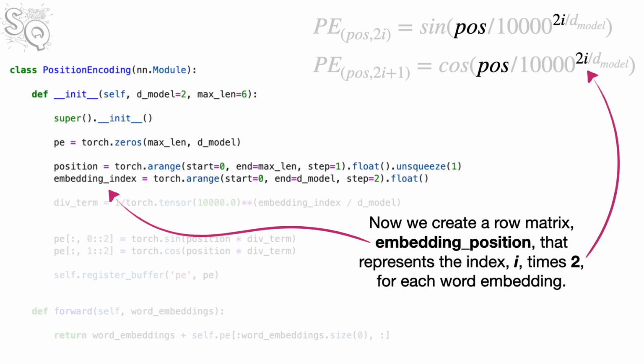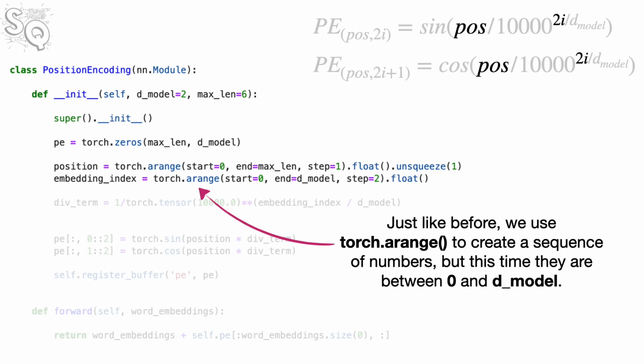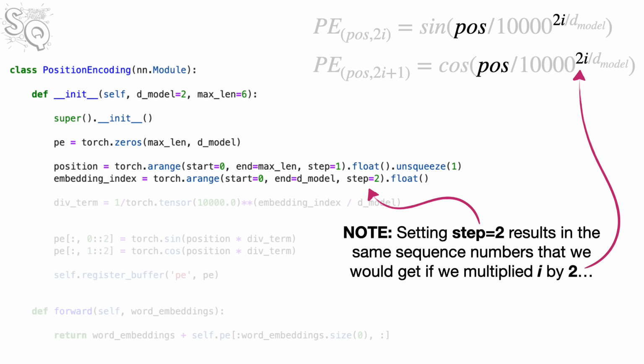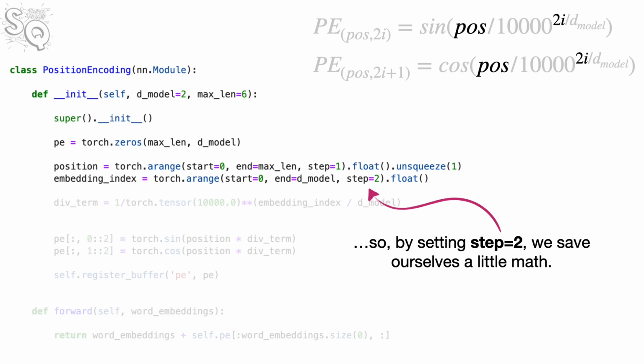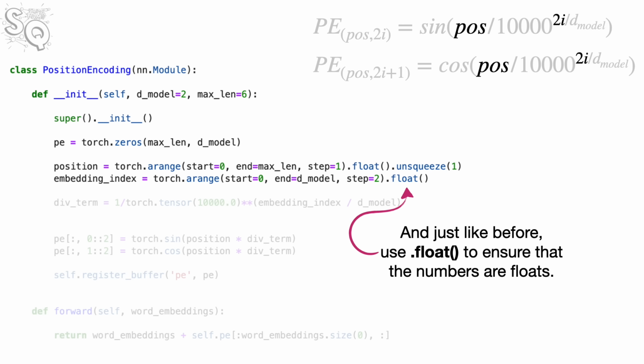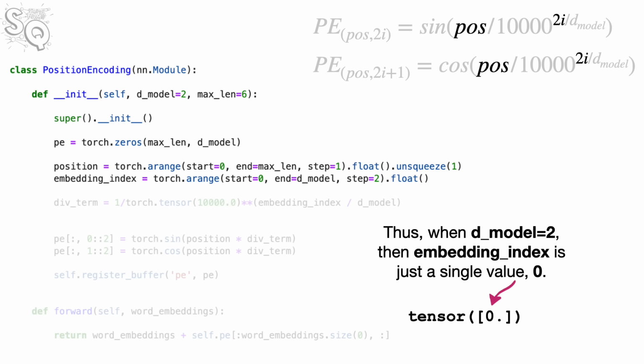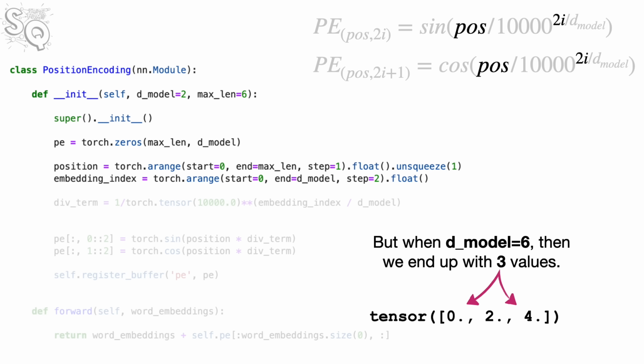Now we create a row matrix, embedding index, that represents the index, i, times 2 for each word embedding. Just like before, we use torch.arange to create a sequence of numbers, but this time they are between 0 and dModel. Note, setting step equal to 2 results in the same sequence of numbers that we would get if we multiplied i by 2. So, by setting step equal to 2, we save ourselves a little math. And, just like before, we use .float to ensure that the numbers are floats. Thus, when dModel equals 2, then embedding index is just a single value, 0. But when dModel equals 6, then we end up with 3 values.